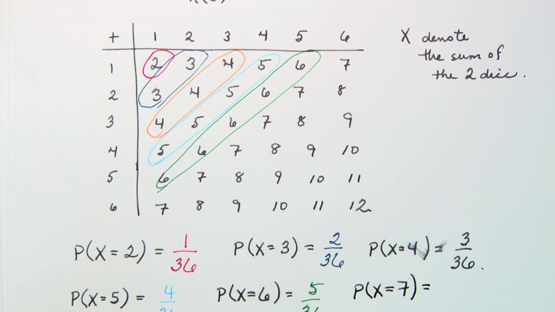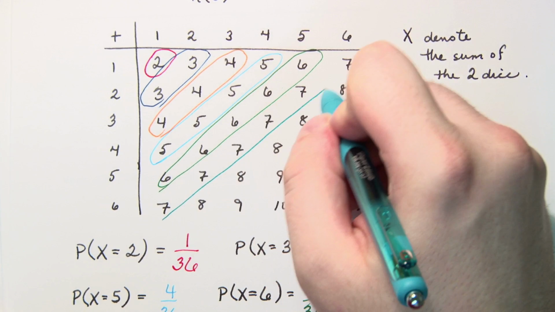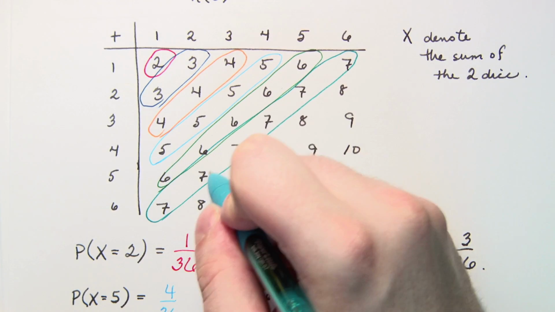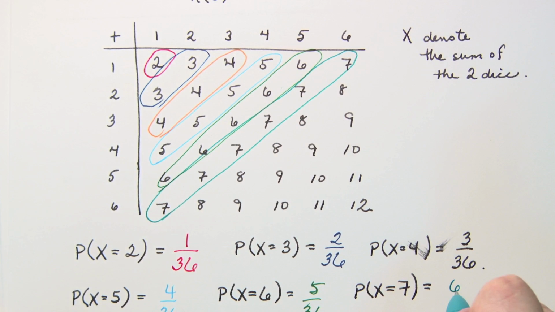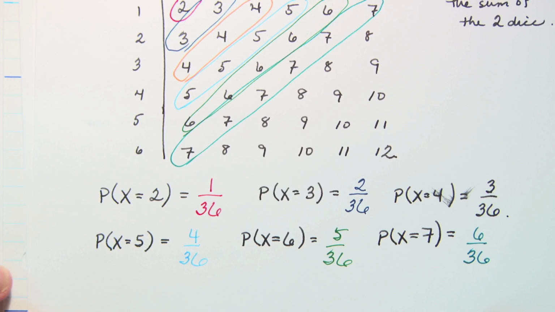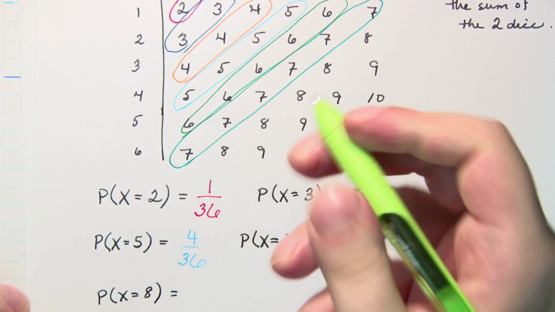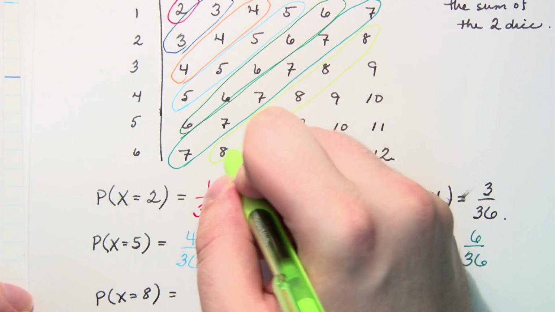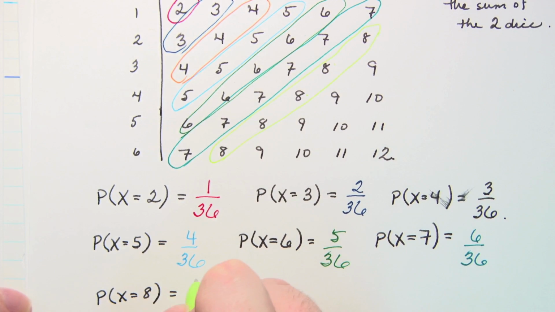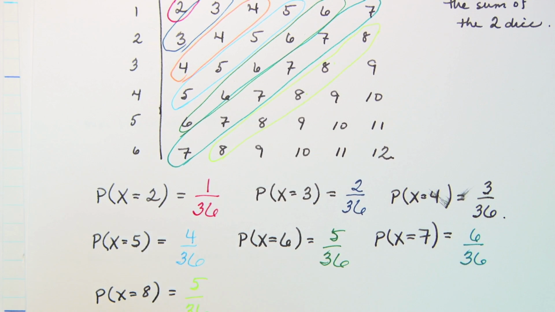Lucky 7. Why do they call it lucky 7? I don't know why, because it's not exactly something rare, since it shows up the most. 1, 2, 3, 4, 5, 6. 6 out of 36. Good. So here's 8: 1, 2, 3, 4, 5. 5 over 36.